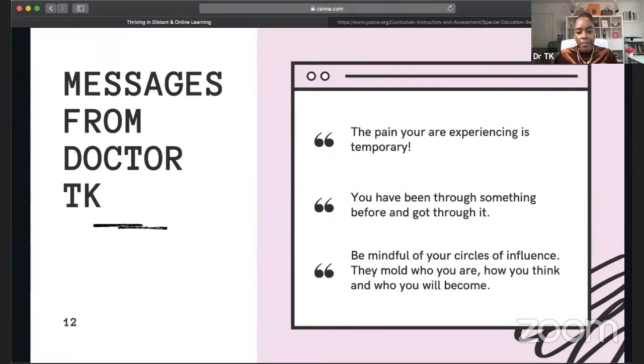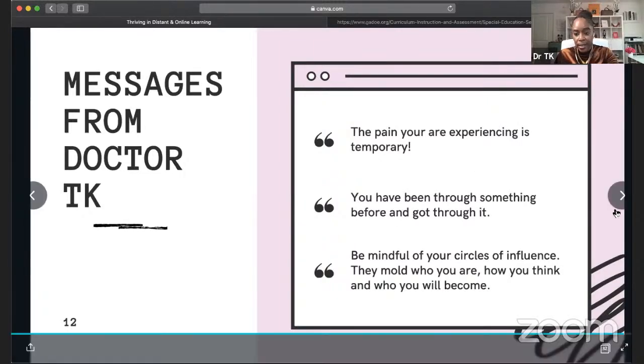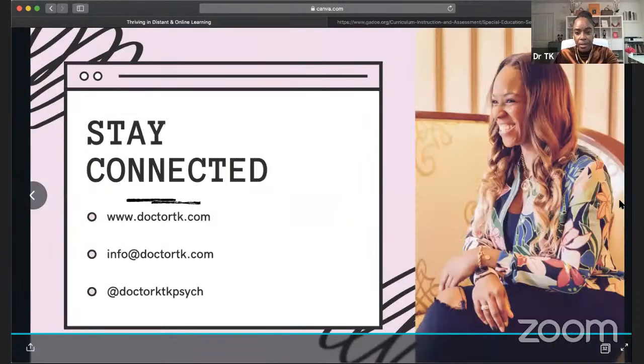And then the third one is be mindful of your circles of influence. This is to children, adolescents, adults, couples, and whomever else will watch this workshop. Be mindful of the people that you let into your energy circle. They mold who you are, how you think, and who you will become. So be careful. Not all the company you've had all these years should be in your company right now, because they've been very toxic. So be very careful. Does anyone have any questions?